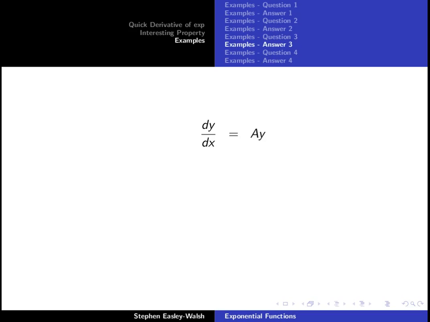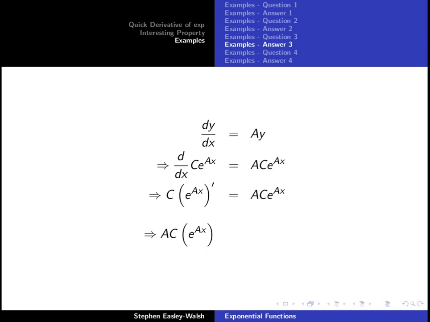We have dy/dx equals ay. So we need to show that the derivative of c e power ax equals ay, which in this case would be ac e power ax. For e, to find the derivative, we just take the derivative of the power, which in this case will be a, and that just comes down in front. So, differentiating, we have ac e^ax equals ac e^ax. QED.